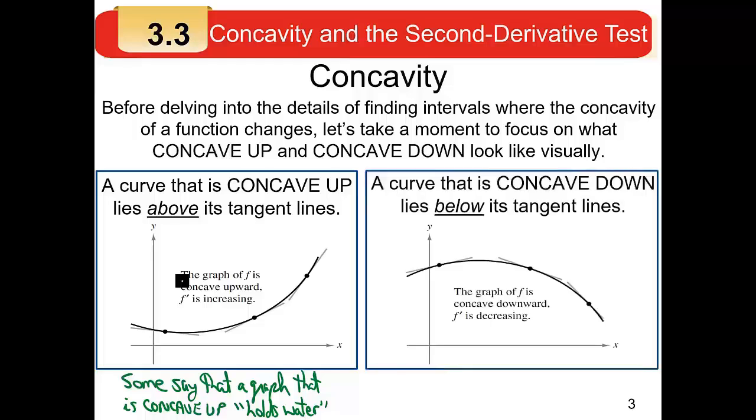On the other hand, if you've got a function and you're looking at it over an interval where the curve lies below its tangent lines, or again, you could say that in the reverse, that the tangent lines lie above the curve. That's an area or an interval where the function is concave down. And again, some people would describe that as saying that the function spills water. I think it's pretty obvious, holds water versus spills water. It's probably a good way to think about concavity.